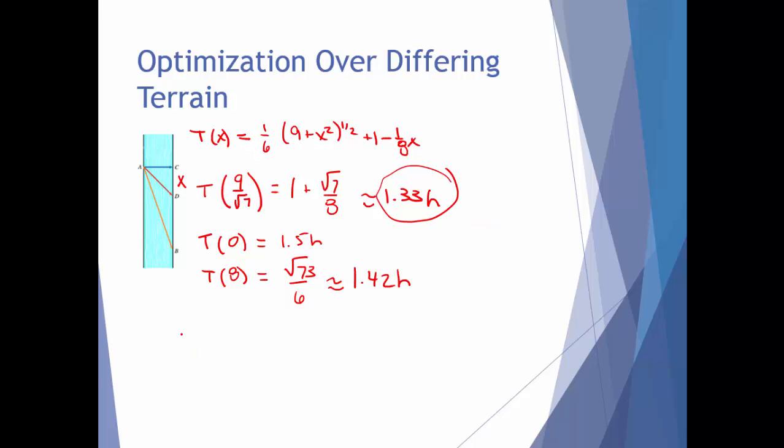So in other words, she needs to land 9 divided by the square root of 7, which, if you want a decimal approximation, is about 3.4 kilometers downstream if she wants to get there in the fastest time possible.